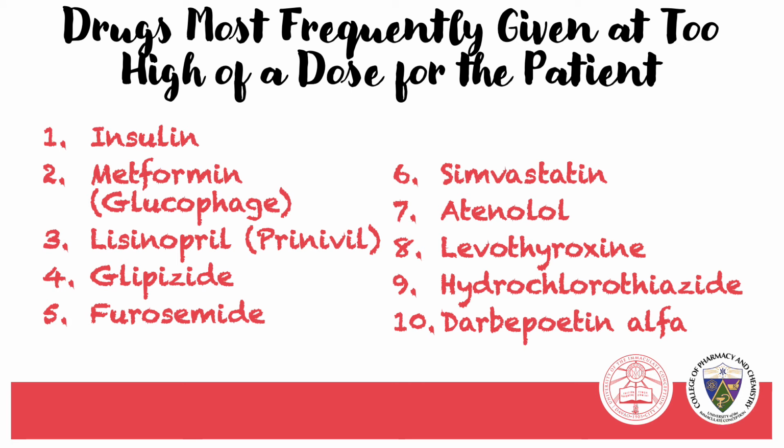This is the list of prescription medicines frequently associated with drug therapy problems of the category dosage too high. These are insulin, metformin, lisinopril, glipizide, furosemide, simvastatin, atenolol, levothyroxine, hydrochlorothiazide, and darbepoetin alpha.